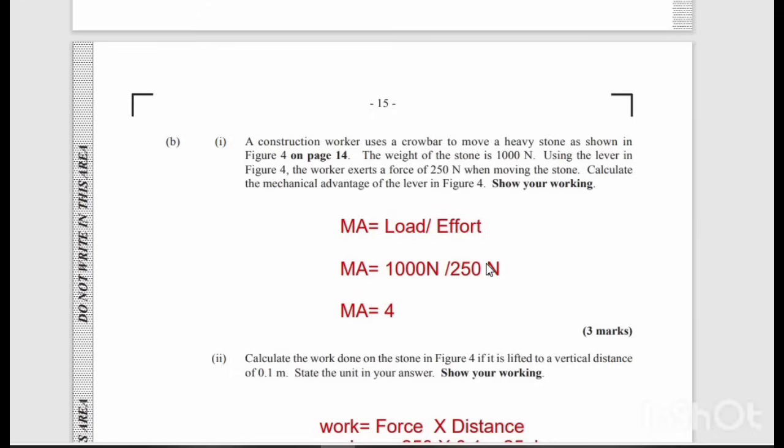Remember, when you are dividing two figures of the same unit, both cancel each other, so mechanical advantage doesn't have a unit, so it would just remain as 4. So please remember that formula. Mechanical advantage is equal to load divided by effort. Please make sure you know how to read your question so you can identify which figure is the load and which one is the effort, because if you had put 250 divided by 1000, it would have given you a different answer and it would not be correct.